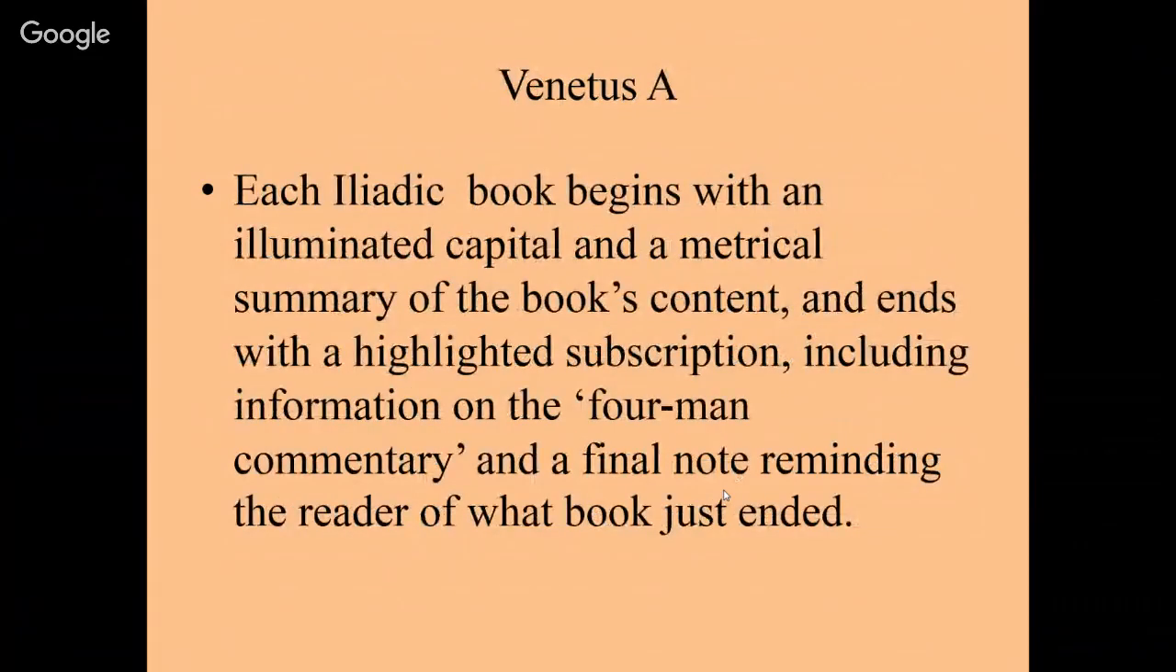Each Iliadic book begins with an illuminated capital, a thematic summary of the book's content, and ends with a highlighted subscription, including information on the Forman commentary and the final note reminding the reader of what book just ended. So the value of the Venetus A lies in the precise, intentional compilation and juxtaposition of all these elements that I have already presented to you.